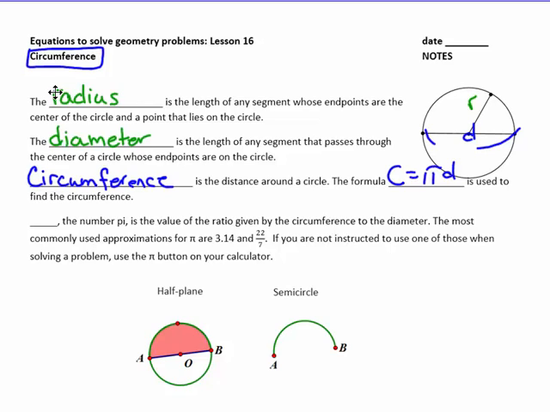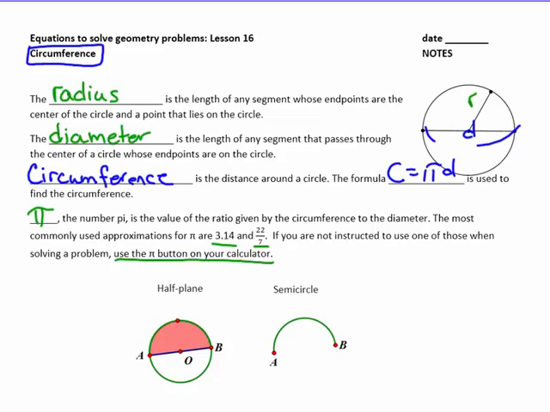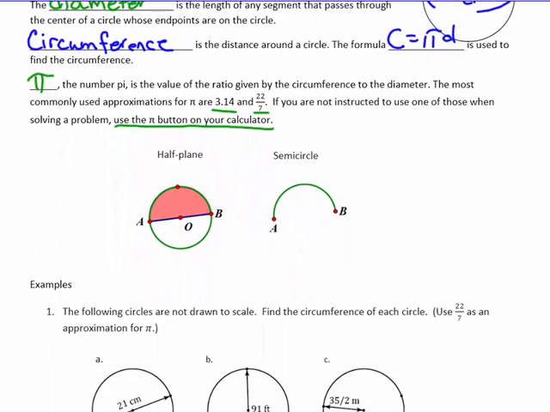So in this formula, it actually looks like we have three variables, but we don't. We have two, C and D. This symbol pi is actually a set number, given the Greek letter, and we use approximations. We either use 3.14 or 22/7. There's also a pi button on your calculator. If you're not instructed to use one of these, then we always use the pi button.